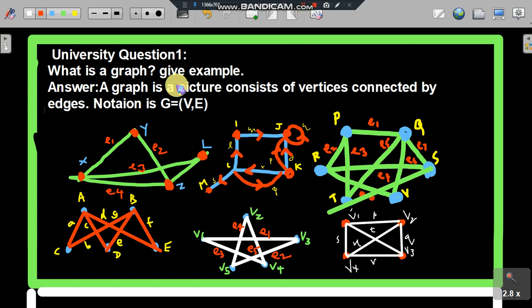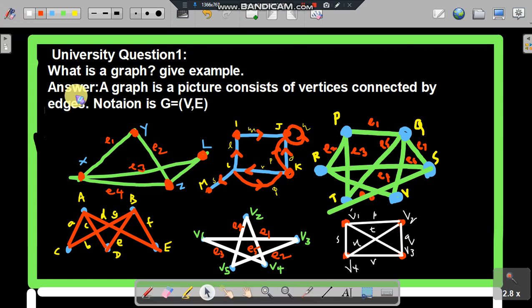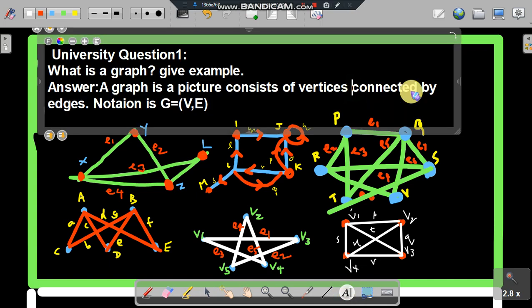What is a graph? Give an example for a graph. A graph is a picture consisting of vertices connected by edges. It consists of vertices and edges, we can say. Sometimes it may not be connected.